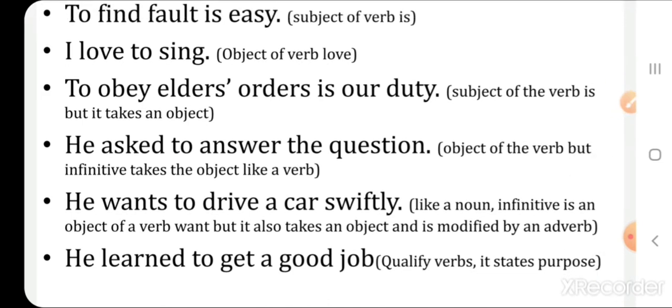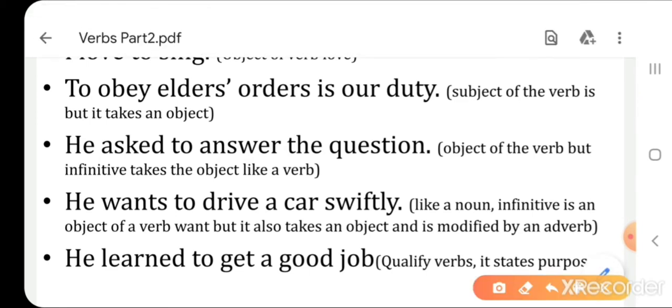I'm showing you where and how an infinitive can be used. Now next is he wants to drive a car swiftly. Here to drive is an infinitive. It is used after a main verb wants. Then it is taking an object as well. So here is an infinitive taking an object, and also it is modified by an adverb, swiftly. It is an adverb of manner that we are going to learn in the next video session. But right now, just focus on this. There can be an adverb which can modify a verb.